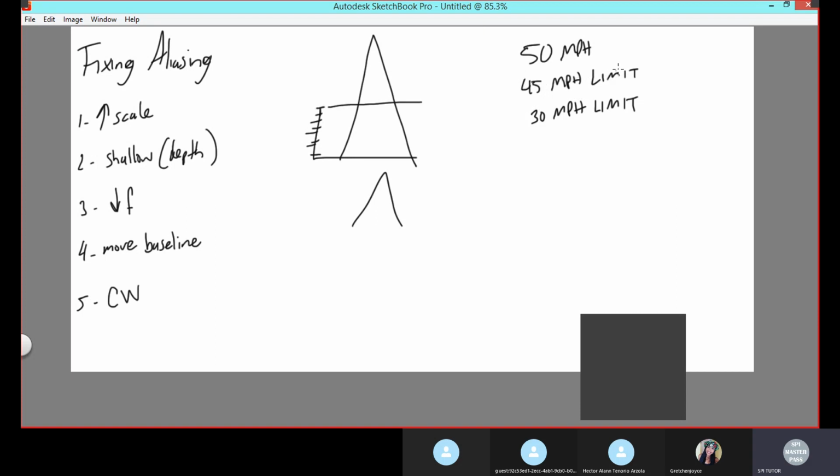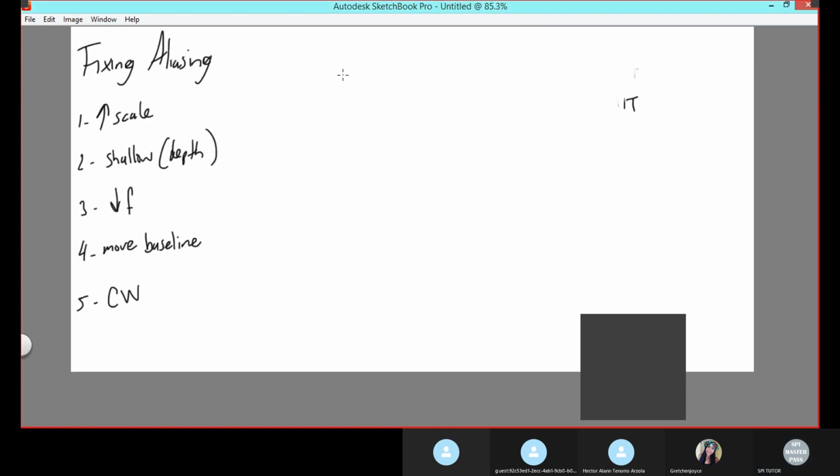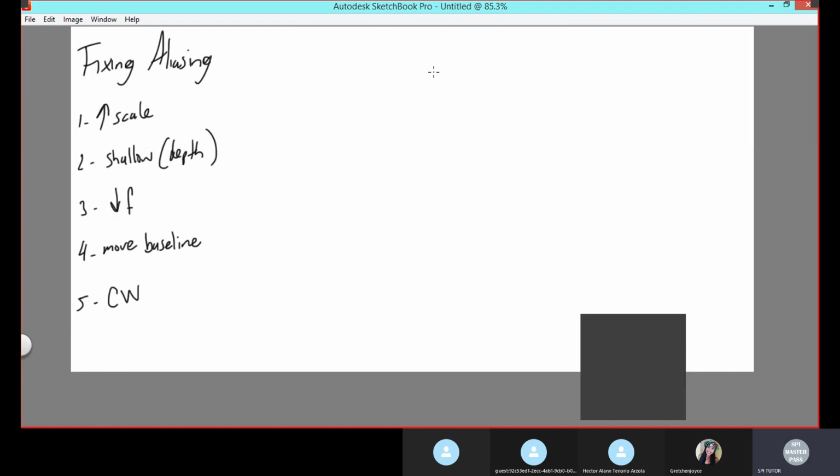So again, before you were speeding, but now you're speeding worse. So the same thing when you lower your scale. If you lower that scale when you're already aliasing, now you just made the aliasing worse. Okay. Shallow. So now they're saying to go shallow.